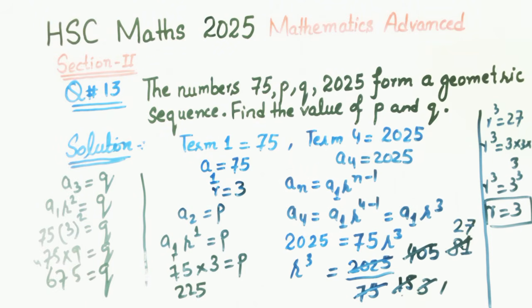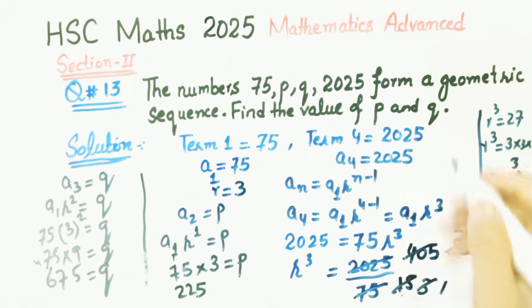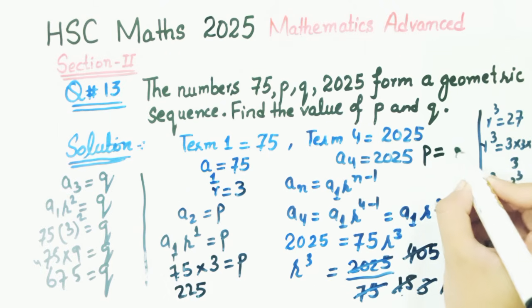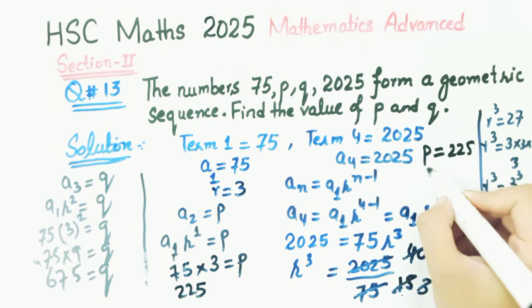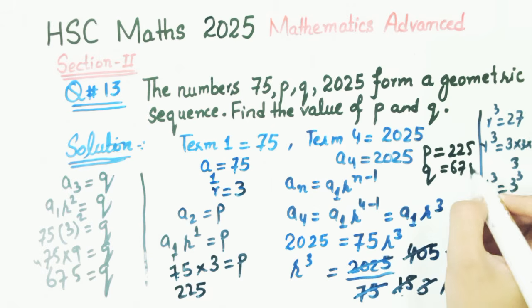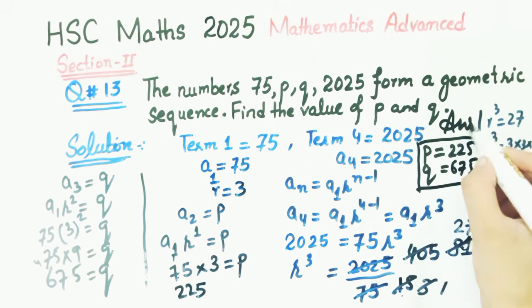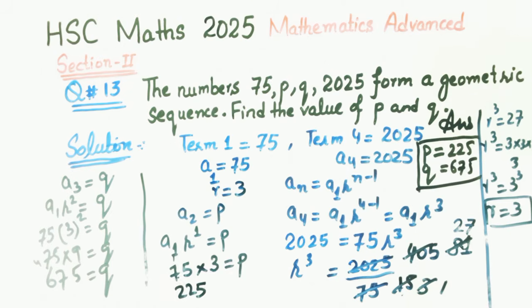Now we will write our final answer. You have to find the value of P and Q. So P is 225 and Q is 675. So this is the final answer. Now we will solve the next question, question number 14.